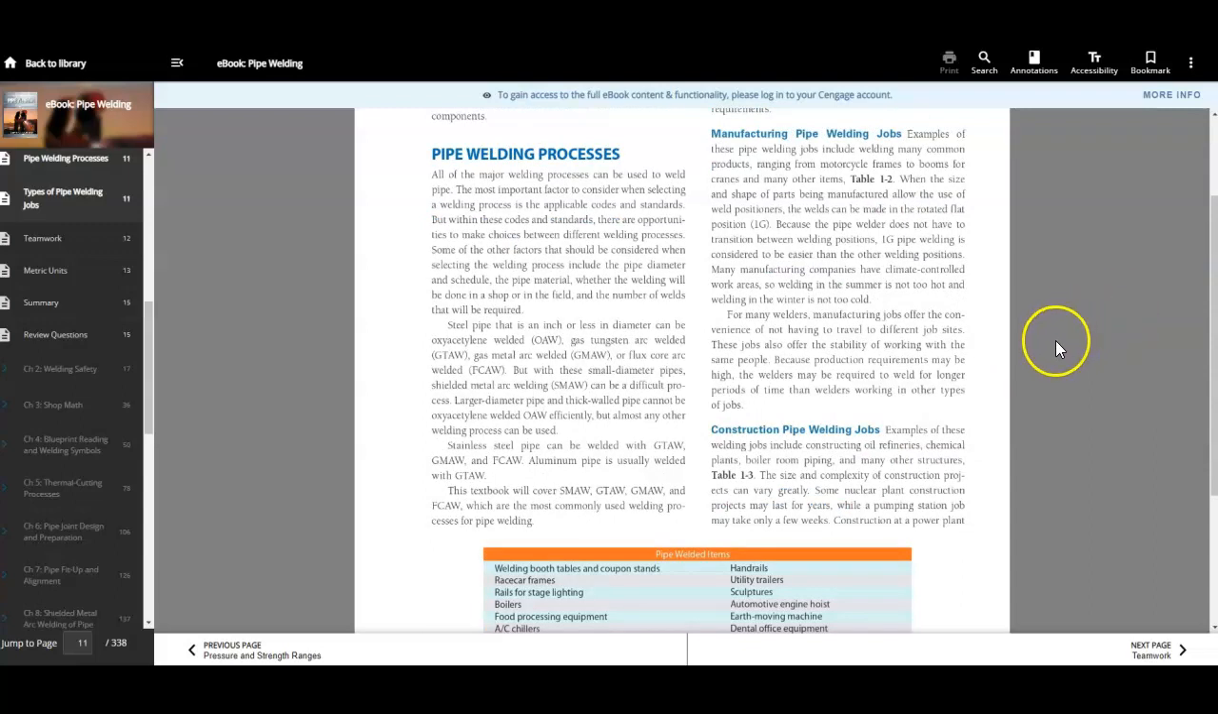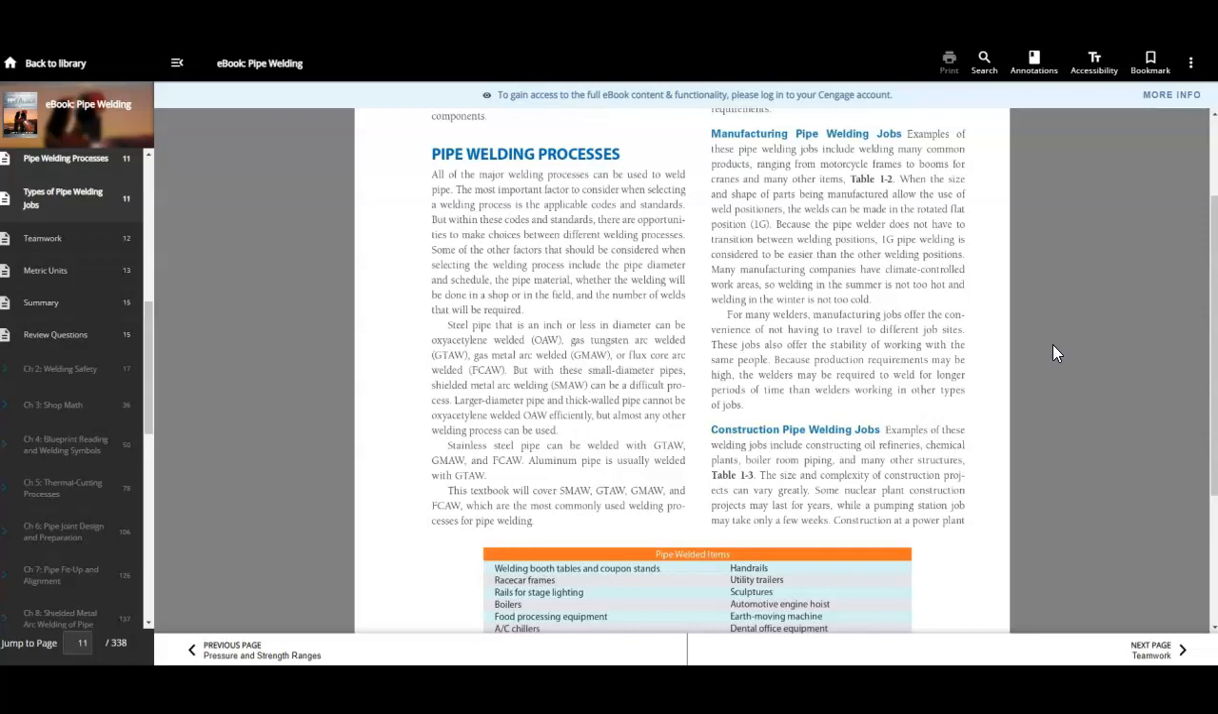Pipe welding processes. All of the major welding processes can be used to weld pipe. The most important factor to consider then when selecting a welding process is the applicable codes and standards. But within these codes and standards, there are opportunities to make choices between different welding processes.